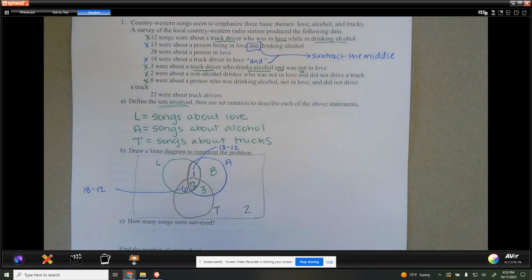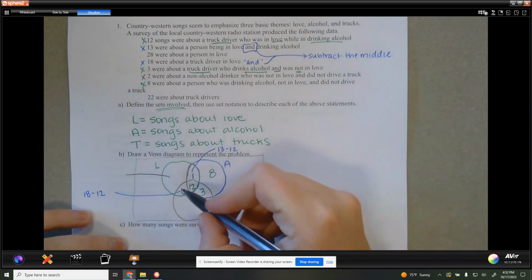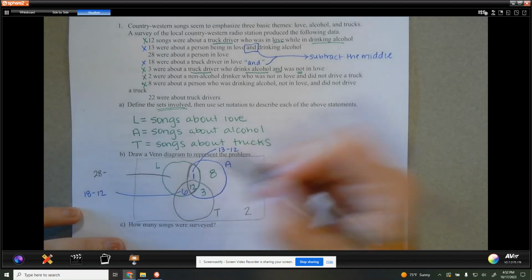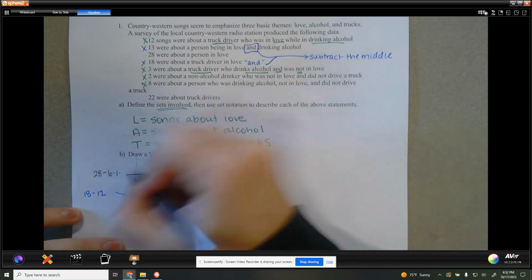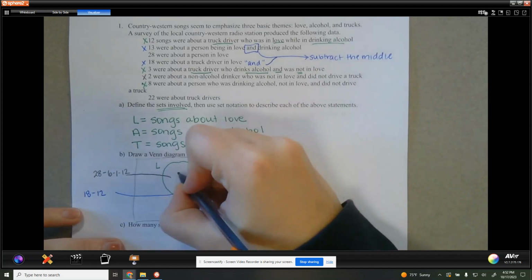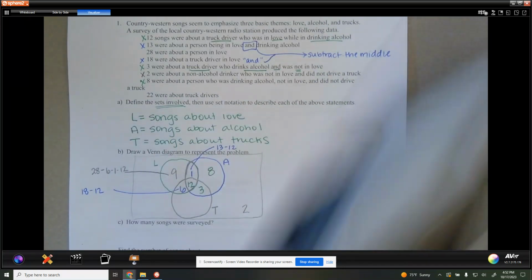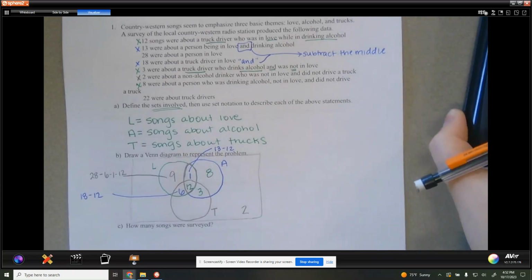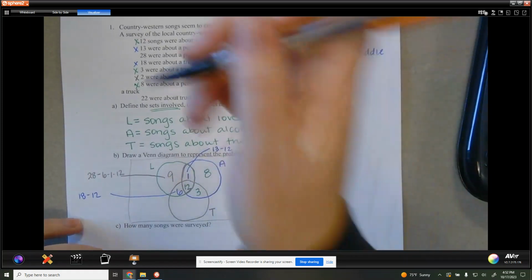28 total songs about love. So right here, this spot is going to be the 28 minus these other 3 sections that we've already counted for love because we can't double count those overlaps. So minus 6, minus 1, minus 12. Let's see. That'd be 18. So that's 10, 9. I'm going to double check that. 28 minus 6 minus 1 minus 12. Bam, there's the 9. Okay, so that adds to 29 now. That whole circle, love circle, adds to 29, or sorry, 28. We took care of that.